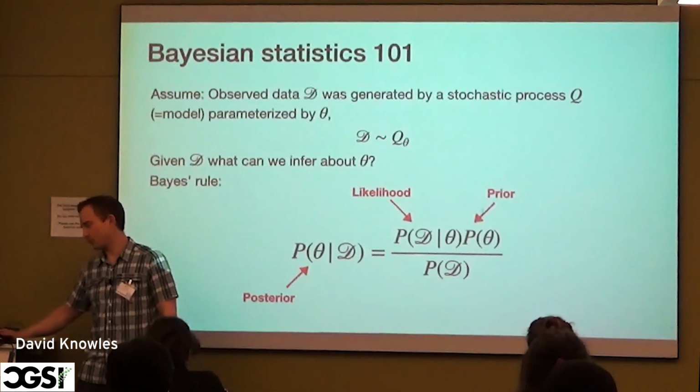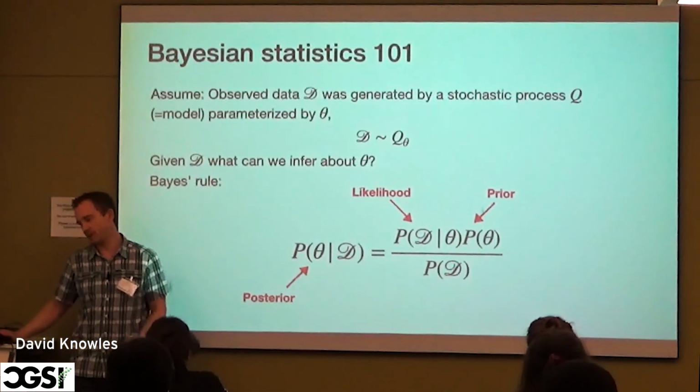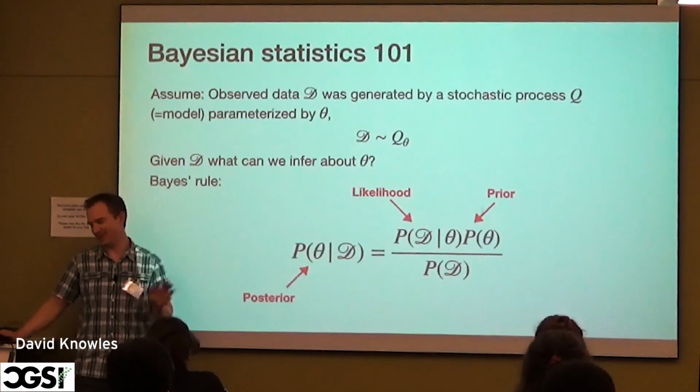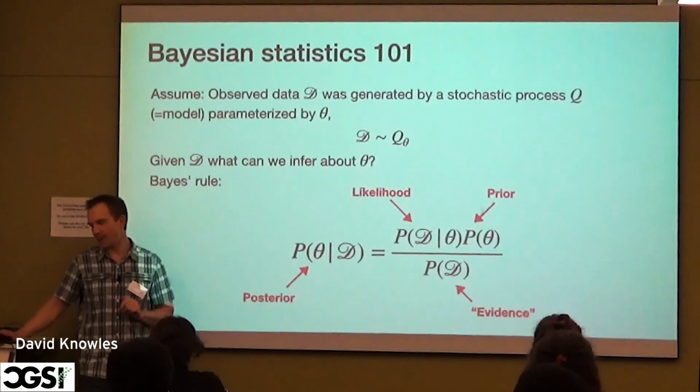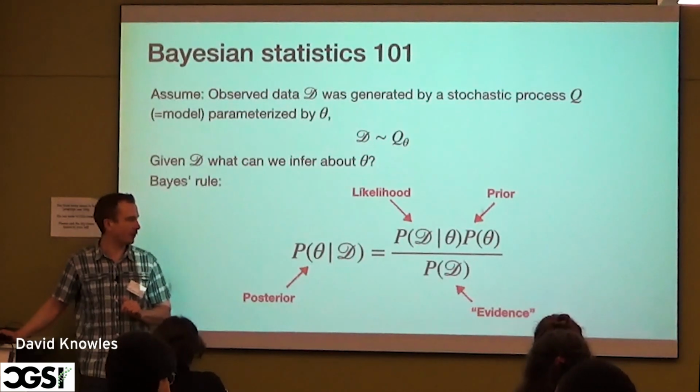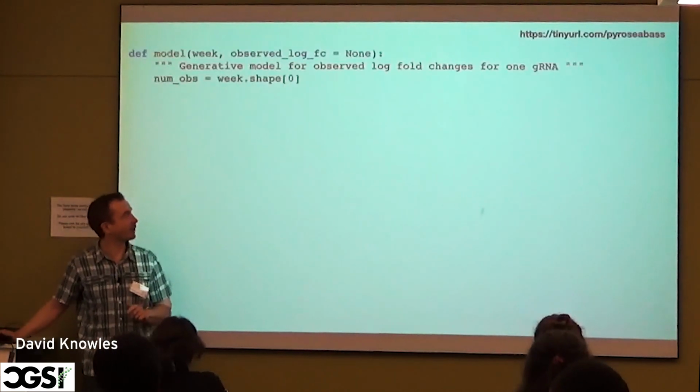And then we have a prior. And picking the prior is always a little bit of a tricky thing, but I'll talk about that a bit. And then this evidence object, which is not going to be too important for now.